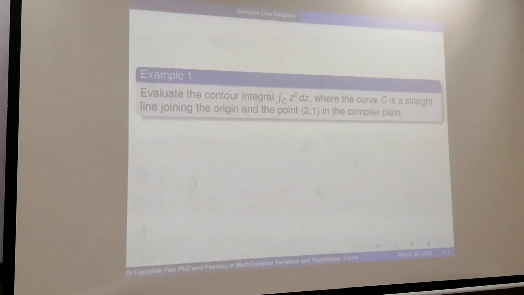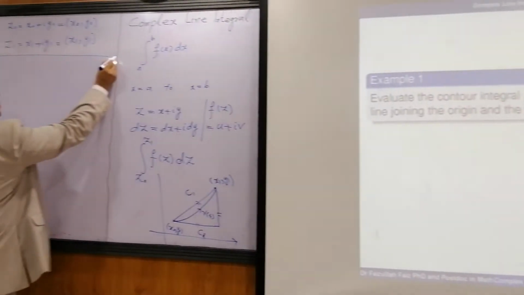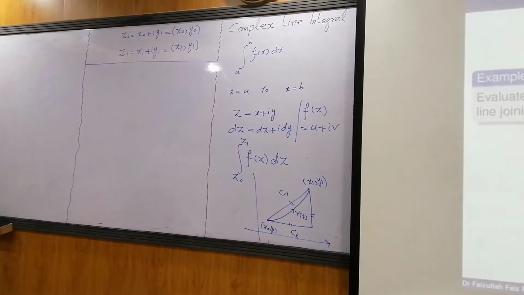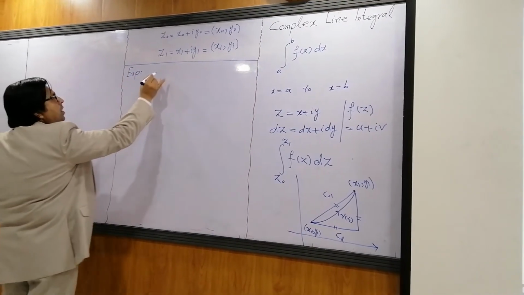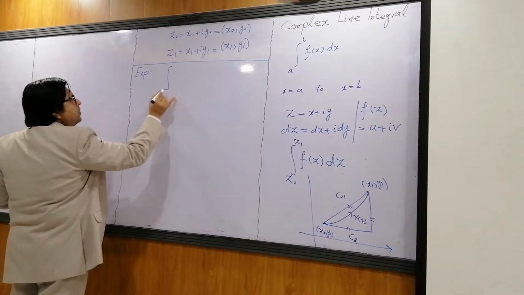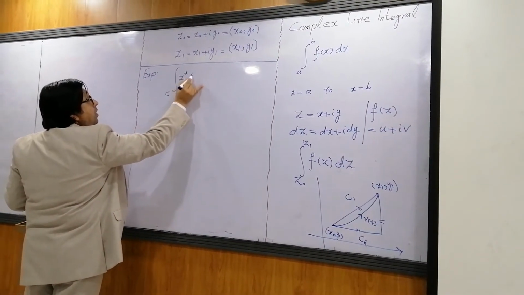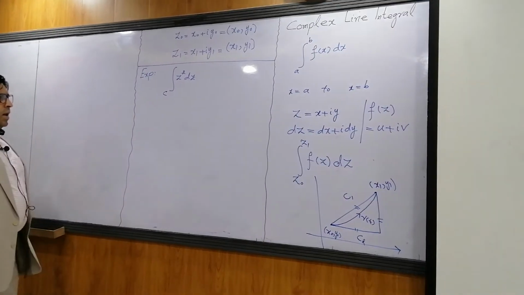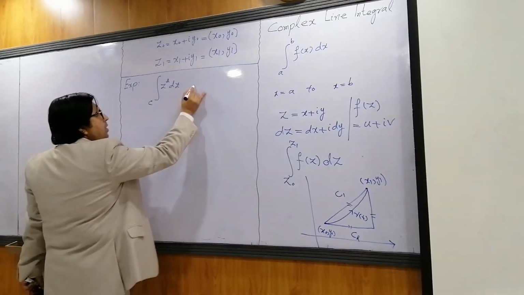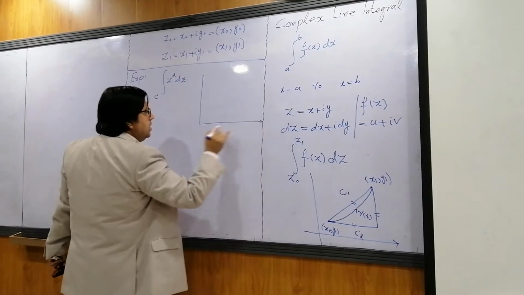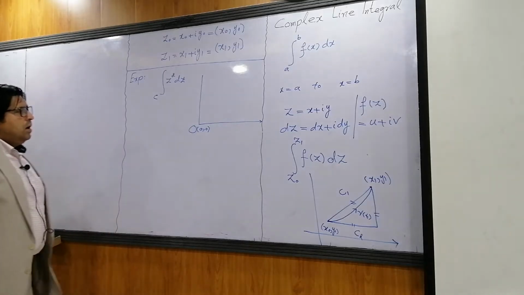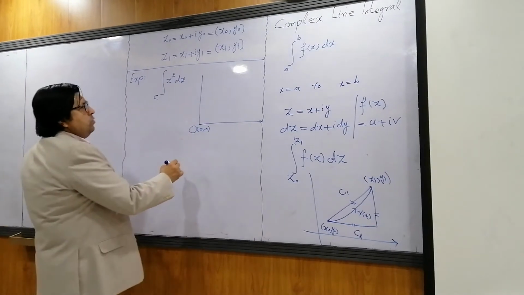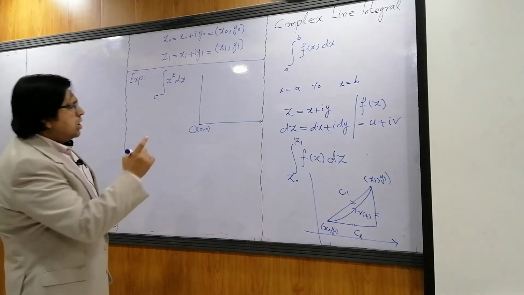So first of all, let us use the first method to obtain the solution for this example. In this example, we need the integration along the path C of z square dz. We are given that the curve starts from the origin, the coordinates of the origin being 0, 0, and goes to the point 2, 1.